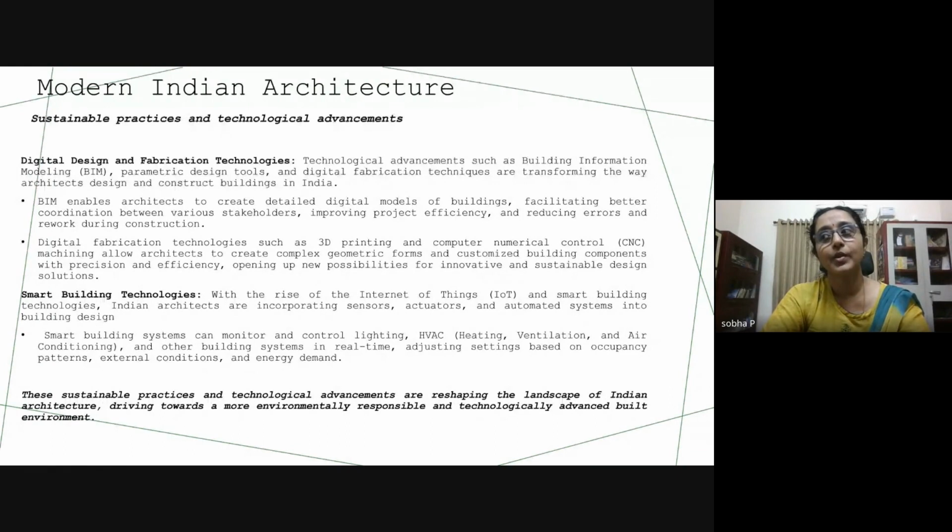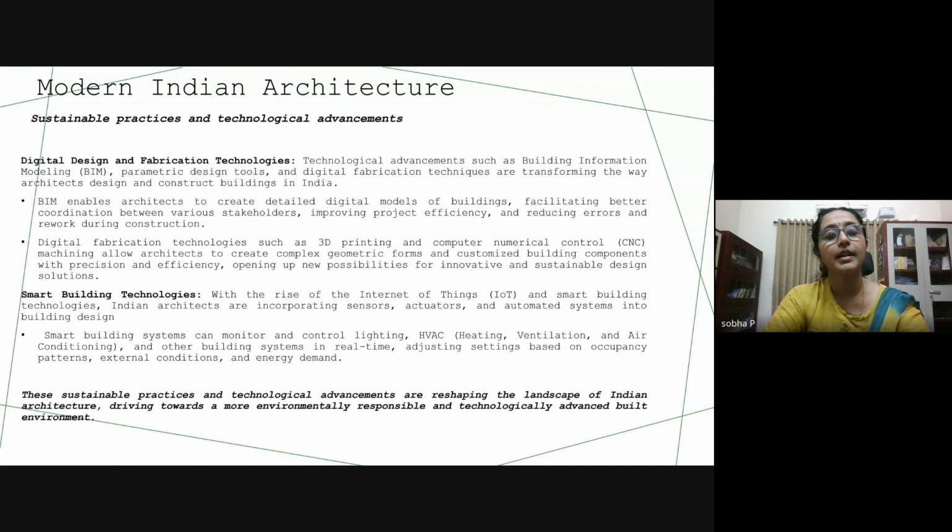And BIM enables architects to have a digital model of the buildings, facilitating better coordination between the various stakeholders, allowing the project to be efficiently executed, and minimizing rework as well as errors at the time of construction. So that's the main advantage of BIM.